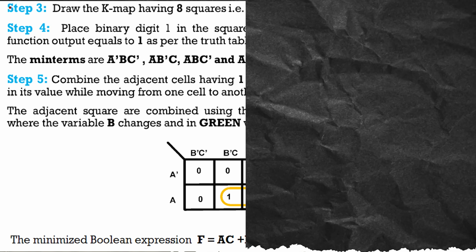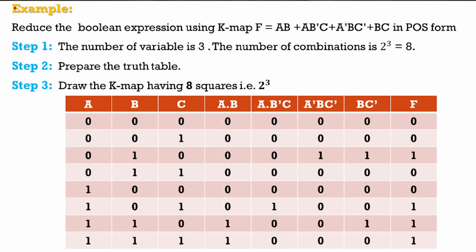Now we will go for the reduction of the Boolean expression using K-map in POS form, where the function f is equal to, using the same function, AB plus AB bar C plus A bar BC bar plus BC. Again you have three variables, therefore the possible number of squares will be 2 raised to 3, that is 8, and first you prepare the truth table as we have done in the previous case. We have prepared the truth table and then we prepare the K-map.